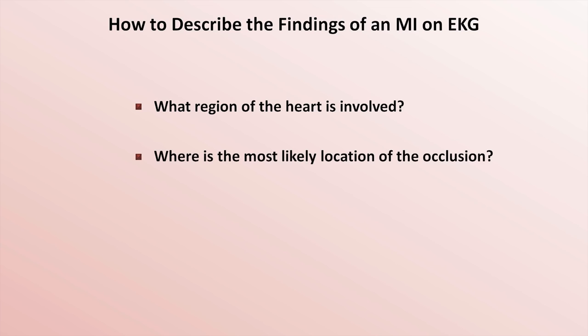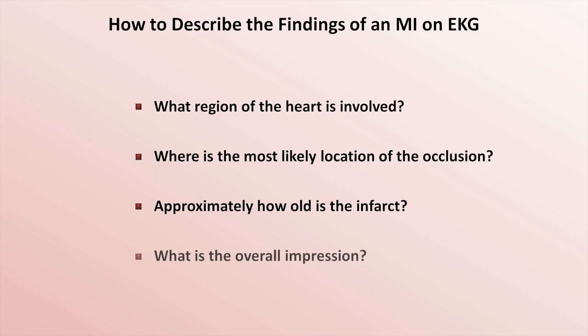So at this point, let's put all of this together into a 4-step process for describing an MI based on a patient's EKG. Step 1, identify the region of the heart that is most likely infarcting or has infarcted. Step 2, identify the most likely location of the occlusion. Step 3, identify how old the infarct is. And the last, summarize the overall impression.